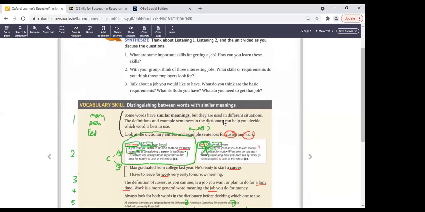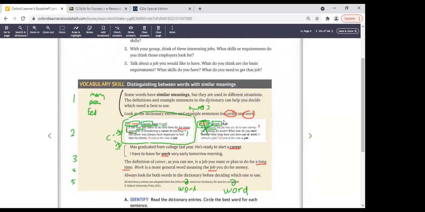On page 14, we're looking at a vocab skill, distinguishing between words with similar meanings. Many of these skills, you won't be required to memorize what's inside this box. You might have to know the difference between what career and work are, how you can use the words career and work, but you won't need to memorize this box.